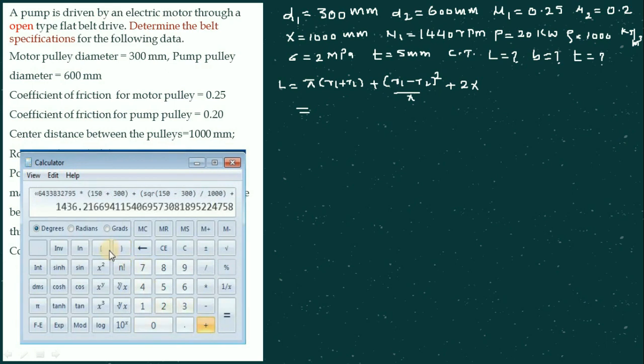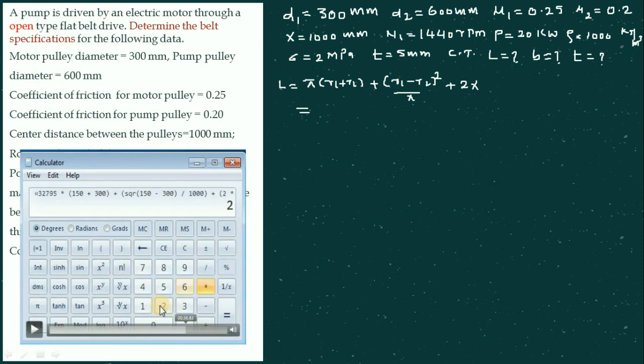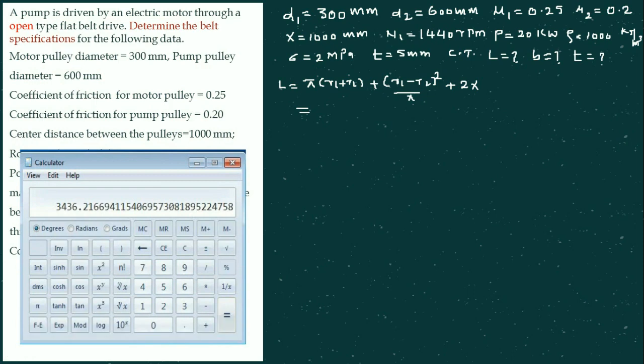Plus we need to add 2 into 1000. So then the final value will be 36.21 mm. So this is my length of the belt. Let's enter it here and keep it separated at the top.